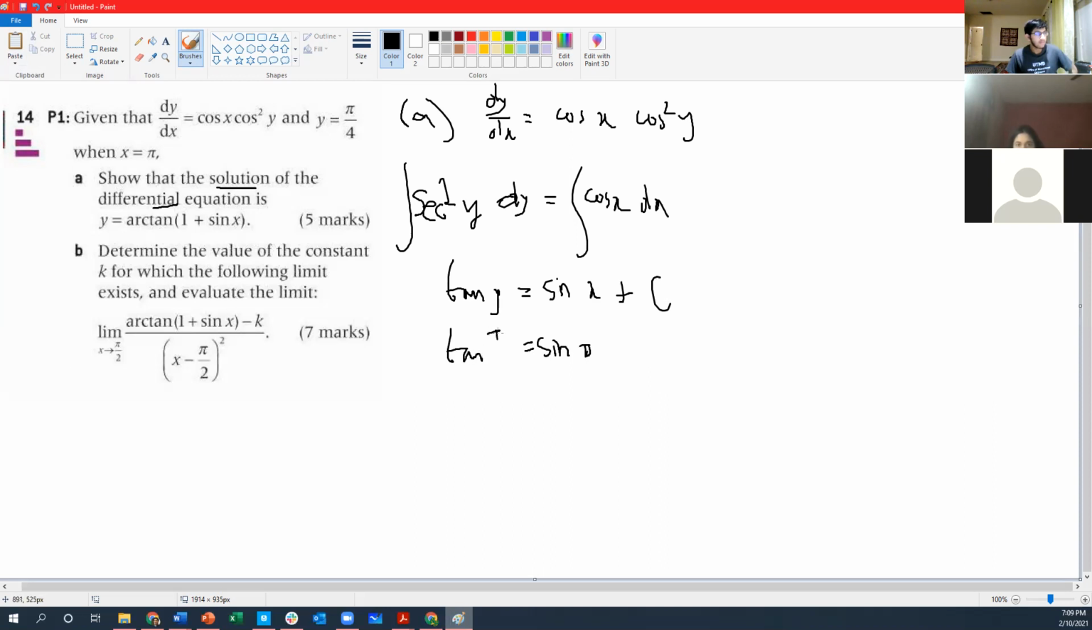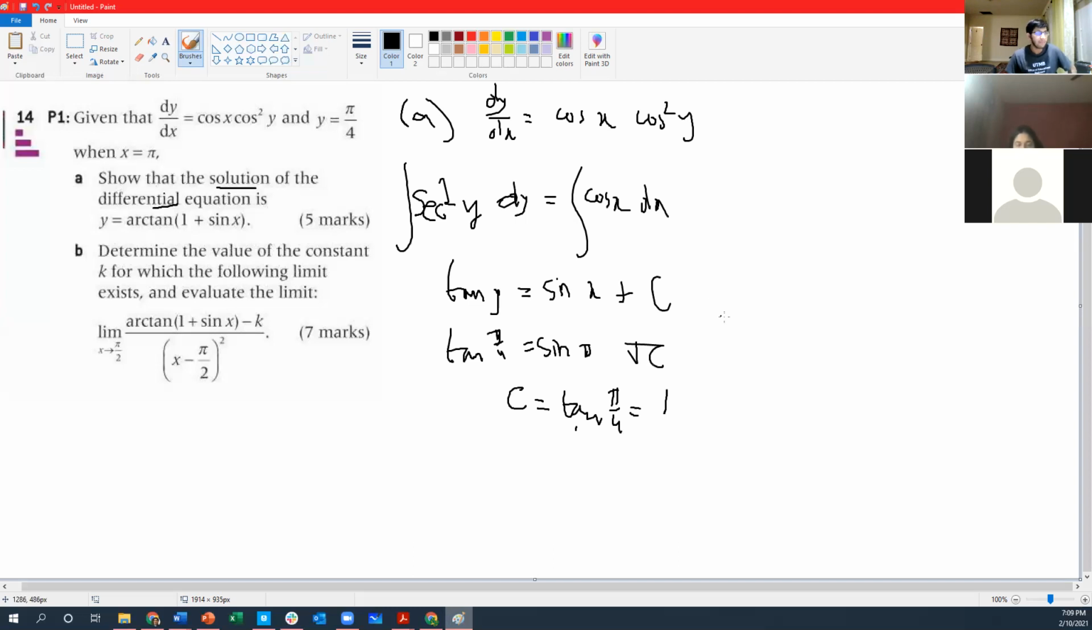Pi over 4, and then plus c. So that means c equals... if sine of pi is 0, then tan c equals tan of pi over 4, right? And tan of pi over 4 is just 1, because sine of pi over 4 over cos of pi over 4 is 1.